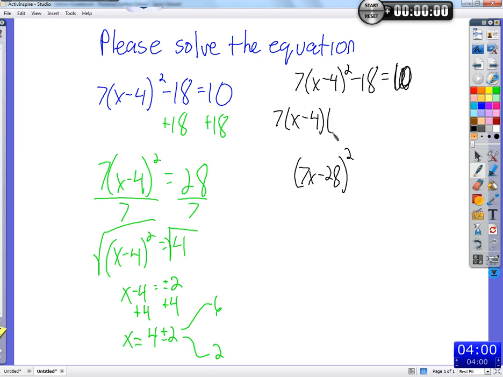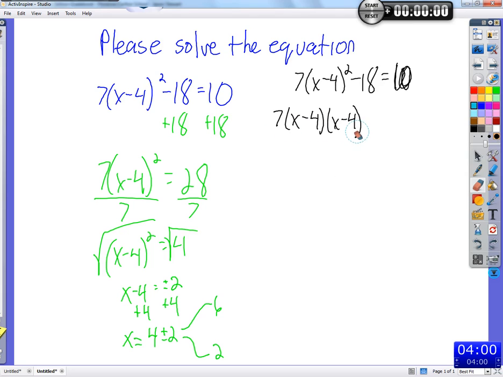Especially if we write it like this: 7 times (x minus 4). If we saw that hanging out, we would know how to distribute that 7: 7x minus 28. But then the 7 has been distributed, and this parentheses is just x minus 4. So it's not a squared set of parentheses anymore. It's not one set of parentheses times itself. It's not (7x minus 28) times (7x minus 28). So be careful about that. That's not at all correct.